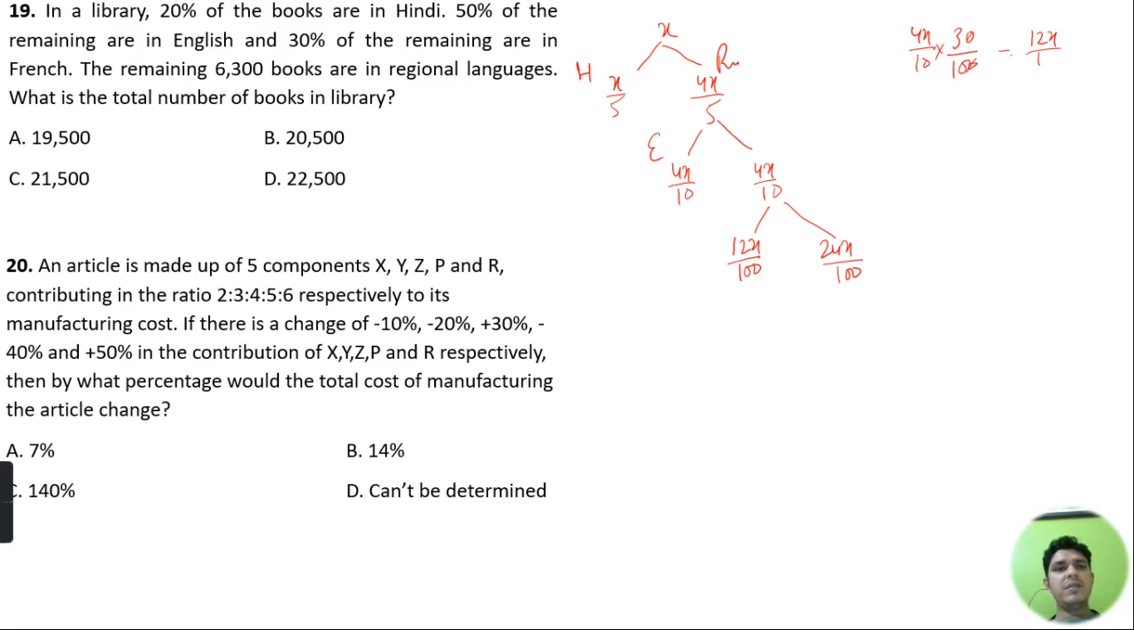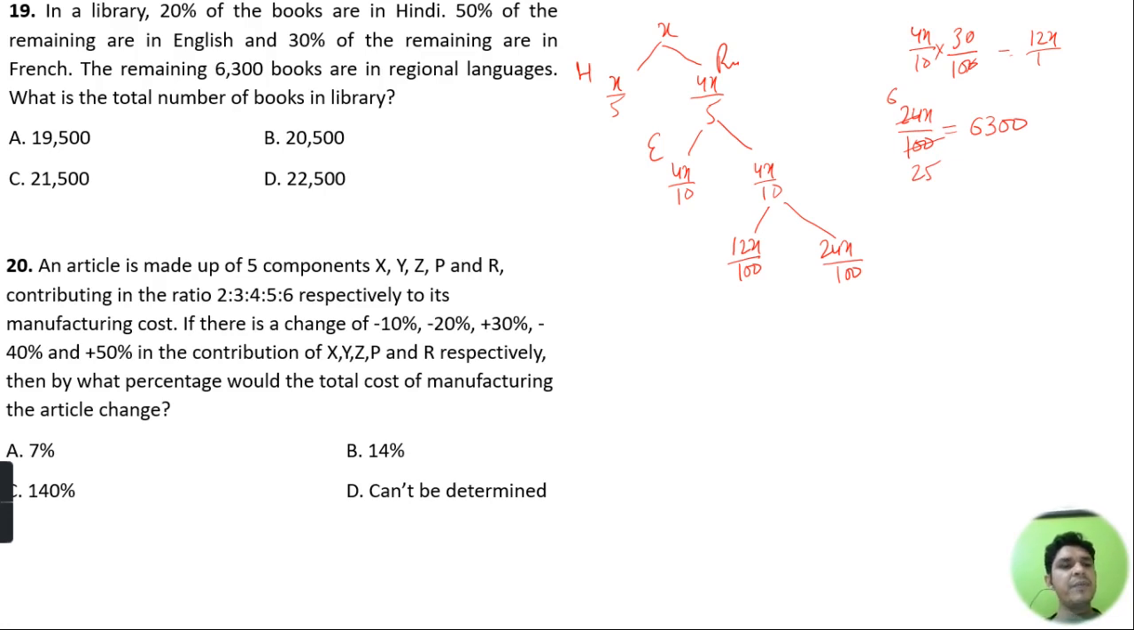The remaining 6300 books are in regional language. That means the remaining that we are getting here, 24x divided by 100, this is equal to 6300, right? So if we check for the value, so this will be... okay, there is some error in the question.